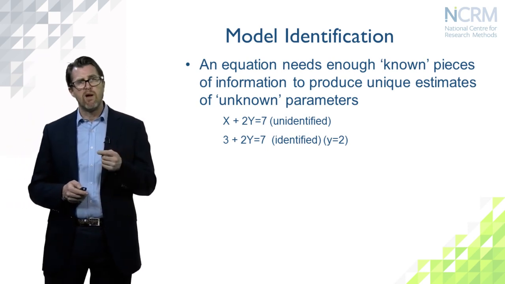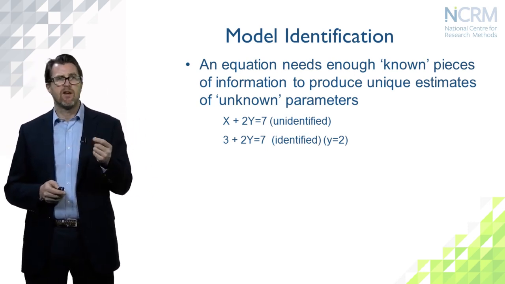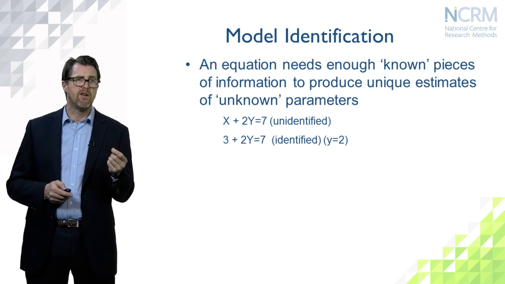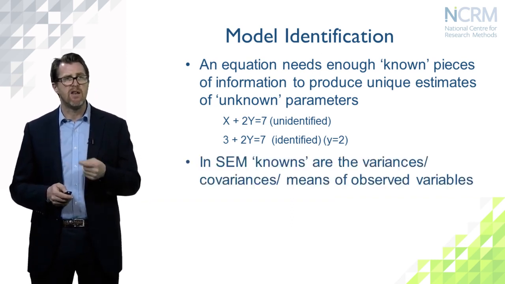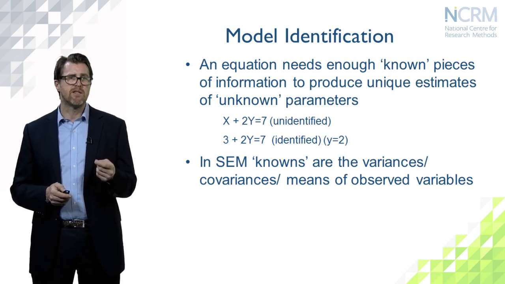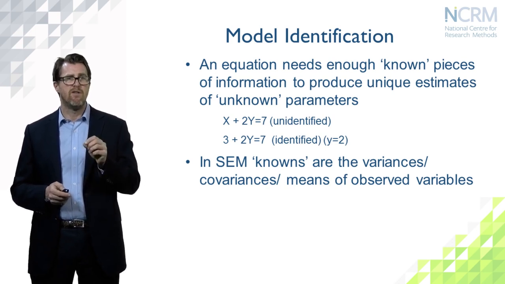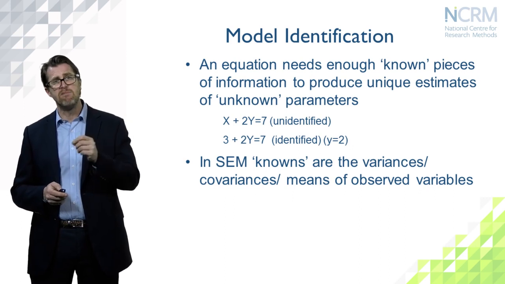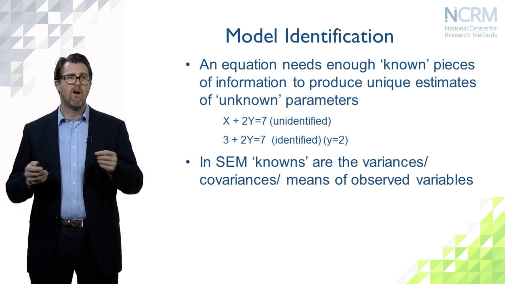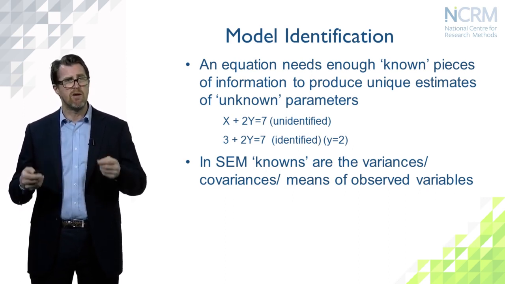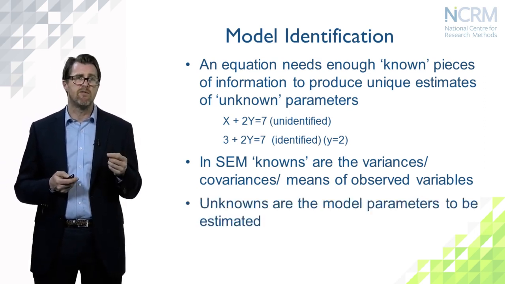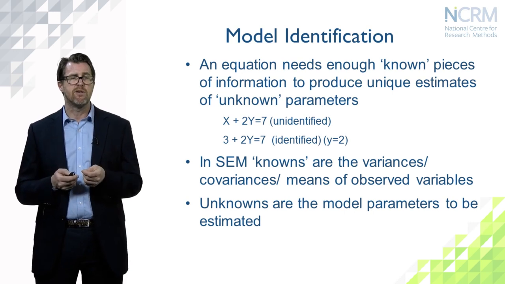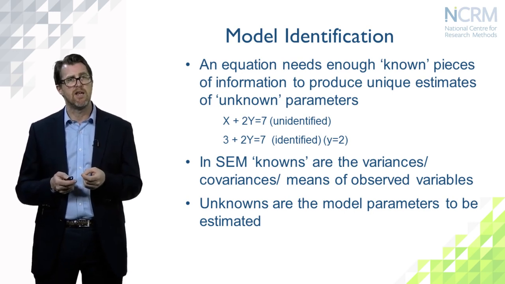So we are looking at the balance between the known and the unknown pieces of information in our equations. And in SEM, the known pieces of information are the variances and covariances and means, if we're using means in our model, of the observed variables. These are the known pieces of information. The unknown pieces of information are the parameters that we want to estimate in the model.